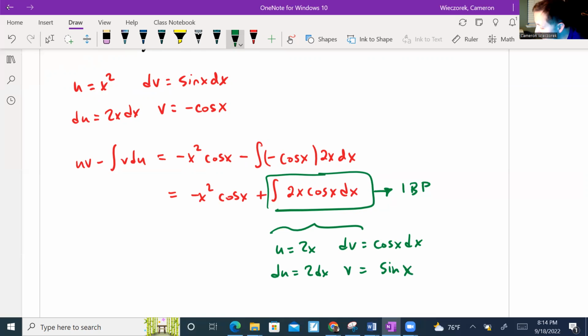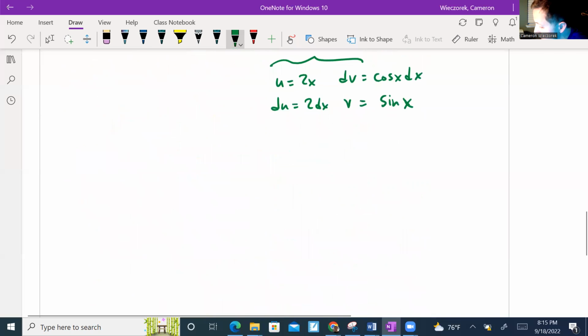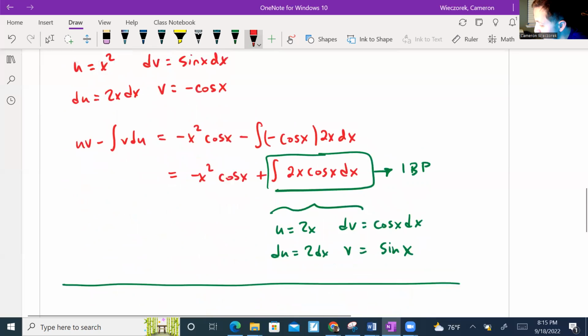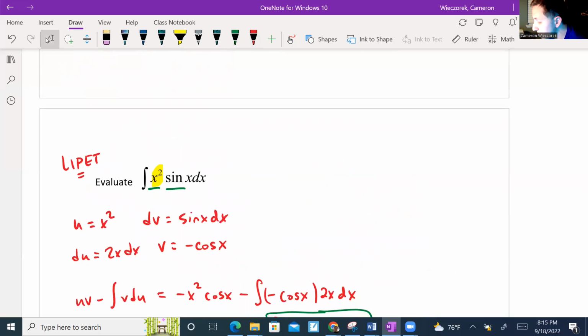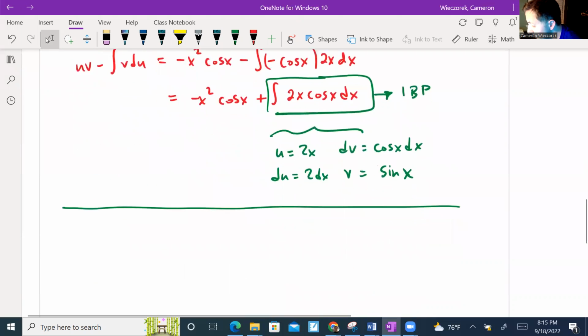It'll work. But alternatively, whenever you have an algebraic function being multiplied by some other type of function, whether it be an exponential or a trigonometric function, you can use a strategy called tabular integration. I want to show you how that works on this problem because it's going to speed up this calculation quite a bit. It works whenever you have an algebraic function multiplied by some type of transcendental function, like sine, cosine, tan, or e to the x.